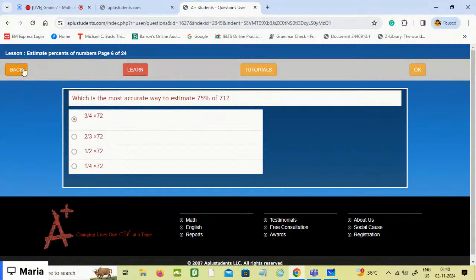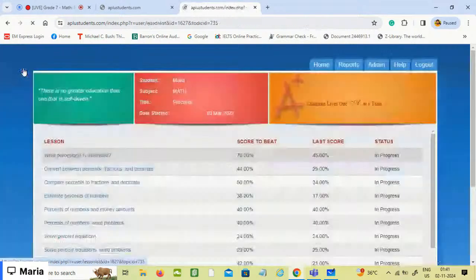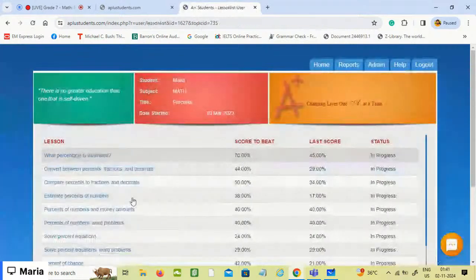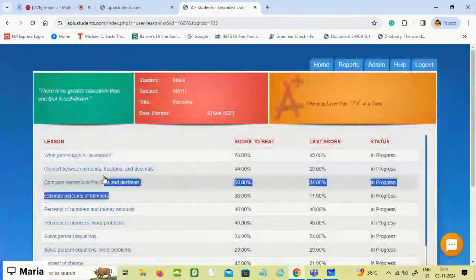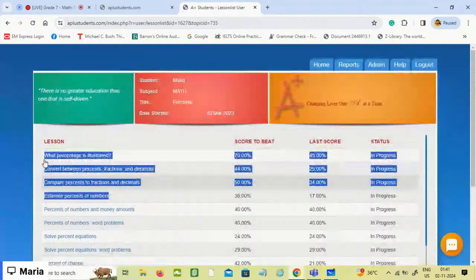Okay, you can complete the lesson by yourself later today. So, we are working on the chapter percent, and the lessons we have covered today are: what percentage is illustrated, convert between percents, fractions, and decimals, compare percents to fractions and decimals, and estimate percents of numbers. So please make sure before the next session you complete all the practice questions for the lessons we just did. That is your homework until next session.